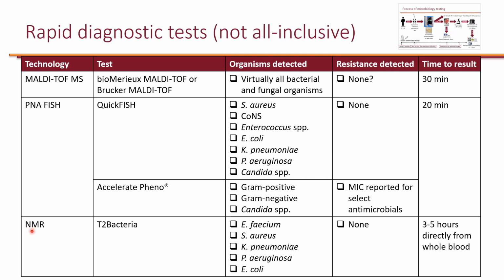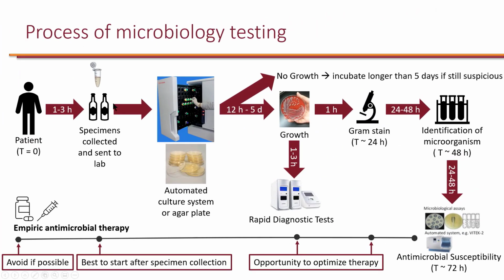And the most recent technology is the NMR. So there's T2 Bacteria. This one is really interesting because it goes directly from blood. If you think of the whole process of microbiology testing, when a patient comes in, we get a sample, and then you have to incubate it, and once you have an isolate, then you can do rapid diagnostic testing, right? With the T2, when it says direct from blood, that means if you got blood samples from the patient, it goes directly from here to rapid diagnostic test. So you save half a day or so.